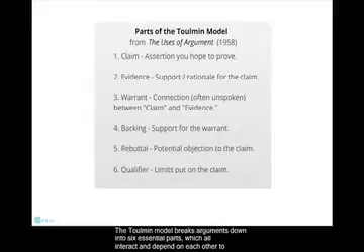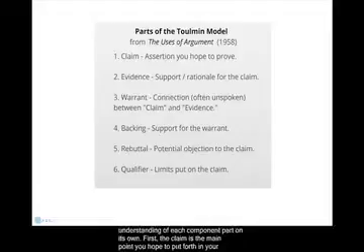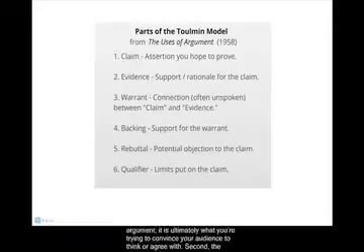The Toulmin model breaks arguments down into 6 essential parts, which all interact and depend on each other to form a complete argument. To understand this model as a system of argumentation, it is important to have a good understanding of each component part on its own. First, the claim is the main point you hope to put forth in your argument. It is ultimately what you're trying to convince your audience to think or agree with.